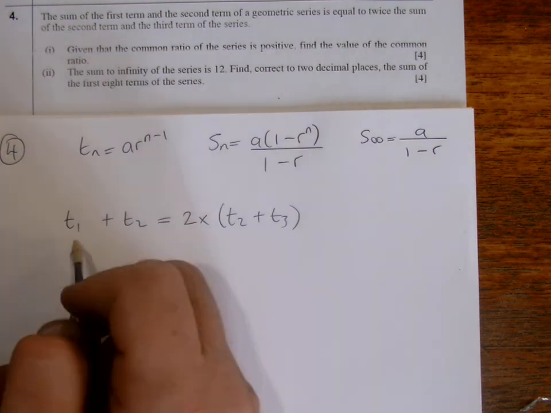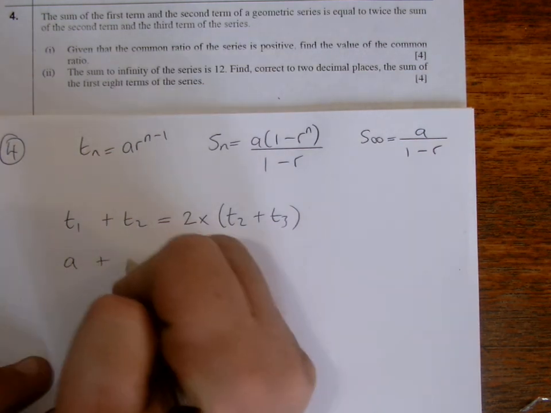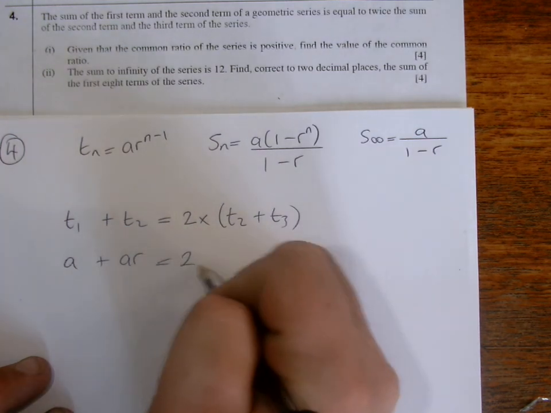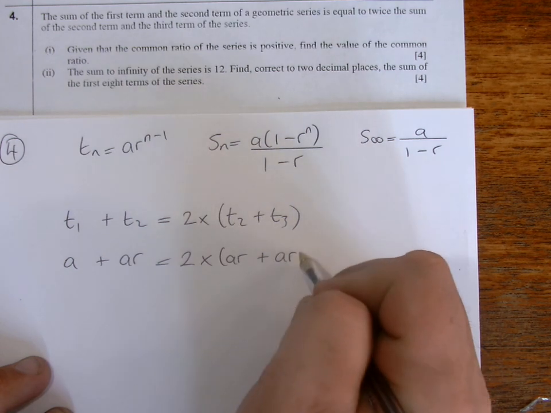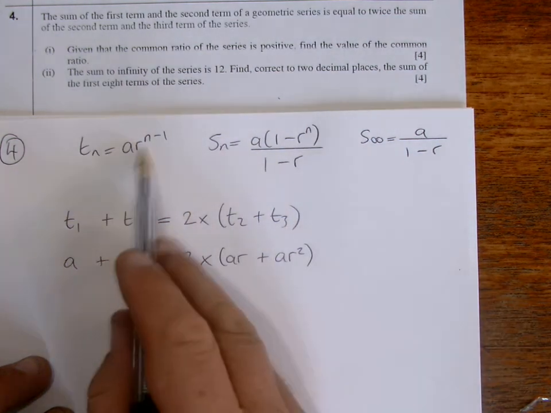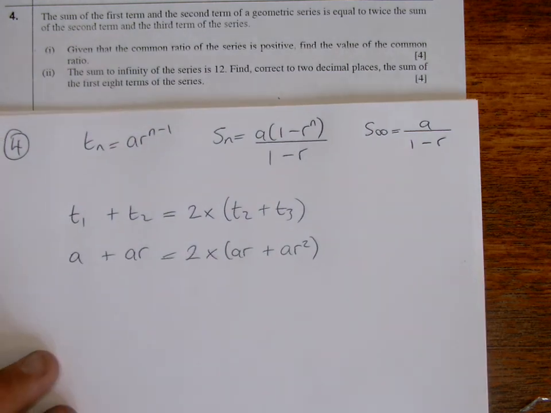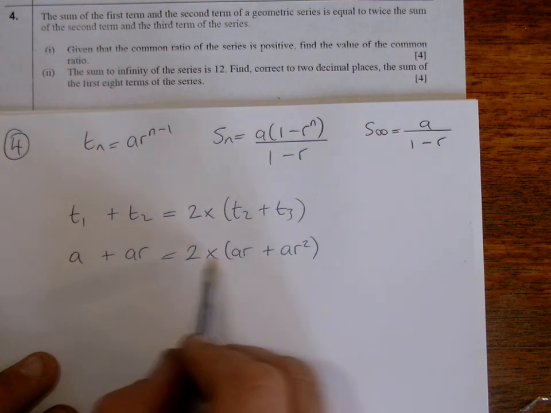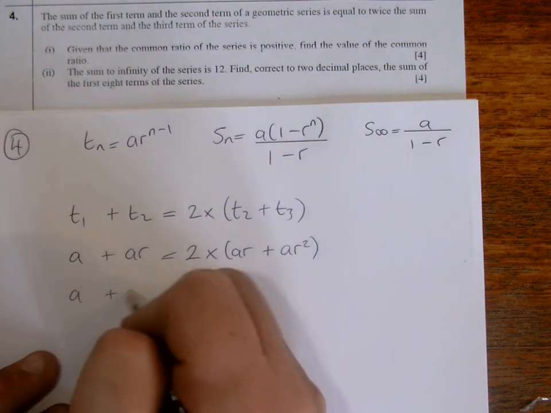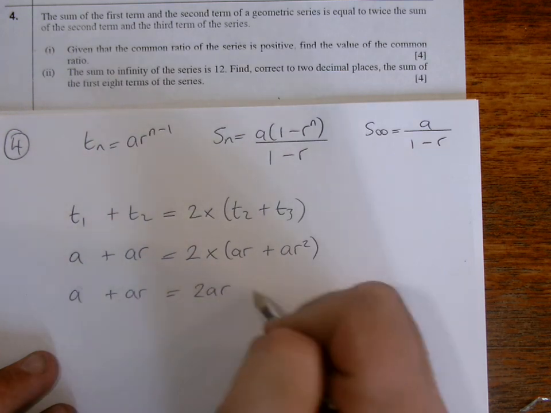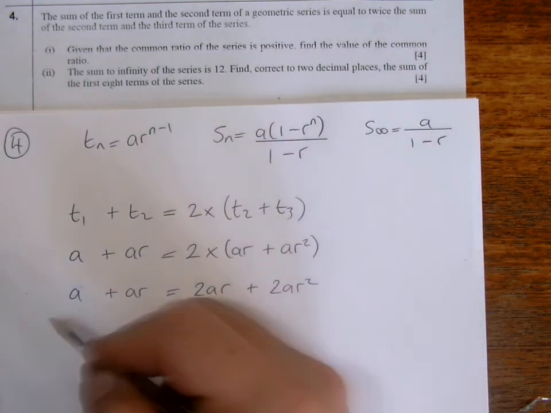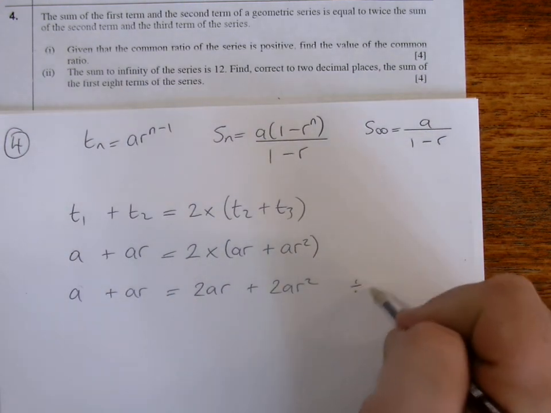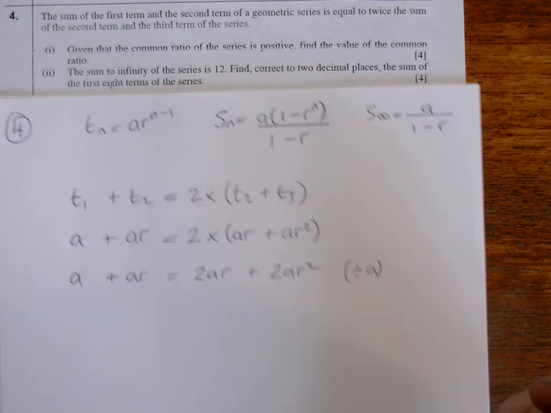Let's go for it. So T1 will be A, T2 will be AR, yeah? Two times, well T2 we know is AR, and T3 is AR squared, yeah? We put that in there, you get AR squared. So first of all, shall we times through by that 2, just so it's clear. We've got 2AR plus 2AR squared. You might notice straight away that every term has got an A in it, so we could divide by A. You don't have to, but that's one approach.